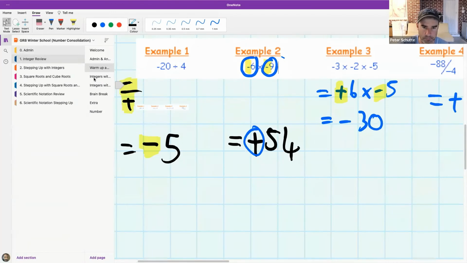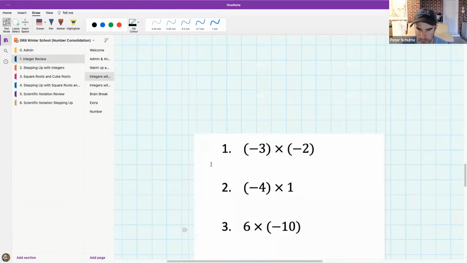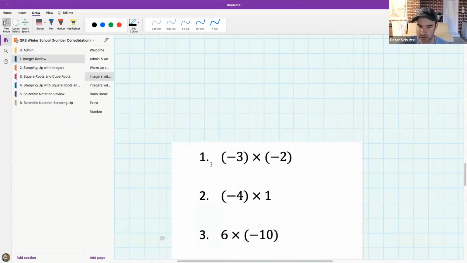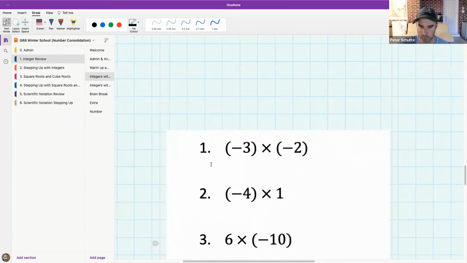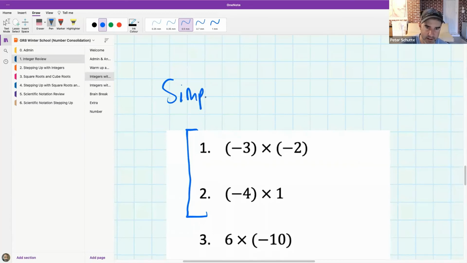So let's go to an example for you guys. I want you to try and do the first two for me. So tell me what the answer is for number 1 and 2. The question is to simplify these expressions. There is no calculator allowed, and you are doing a multiplication now. So I want to see in the chat, what is the answer for number 1 and 2?